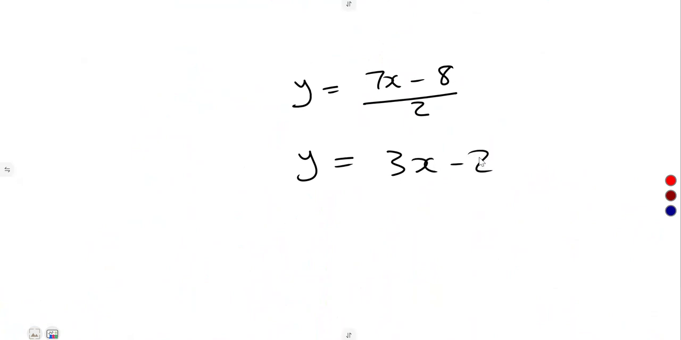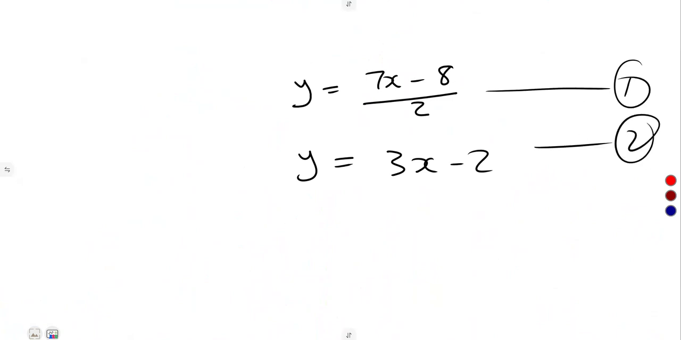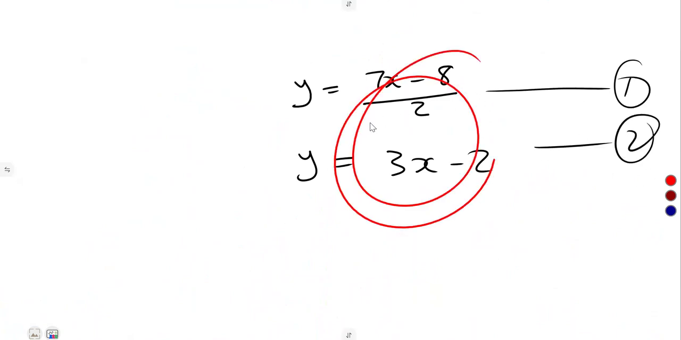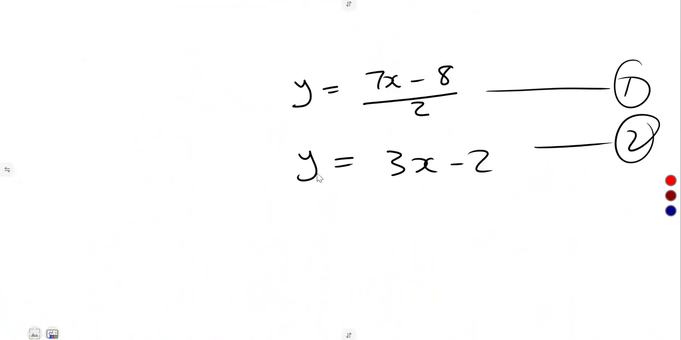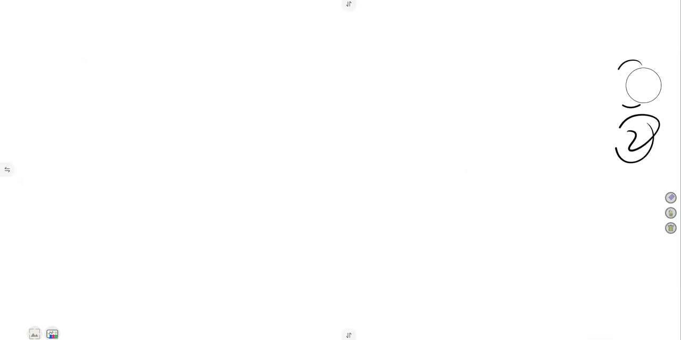Let's say you're already given y is equal to 7x minus 8 over 2. Then another one is given y is equal to 3x minus 2. Already y is the subject. You already have two equations where y is the subject. They gave you like this. Simply equate these two and you solve. So sometimes it is because of how the equations are given. But anyways, looking into another question.